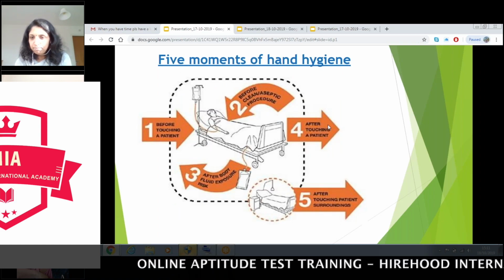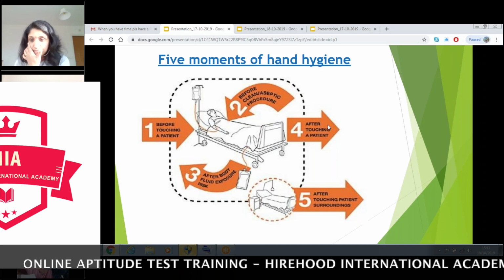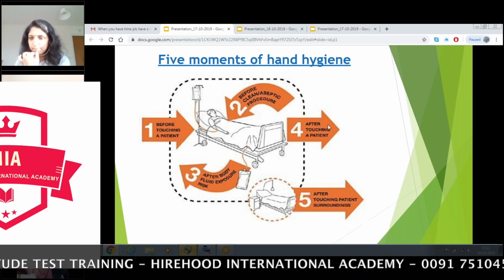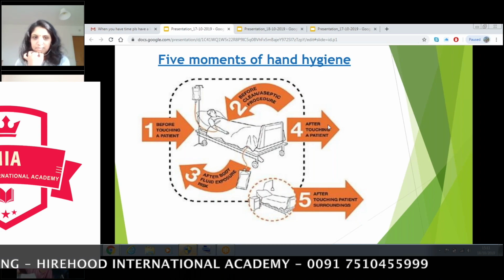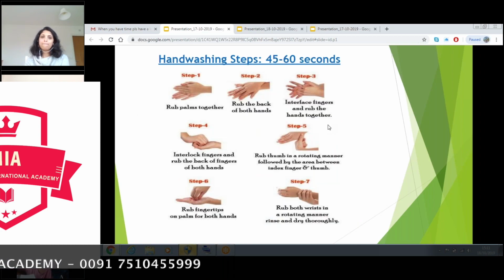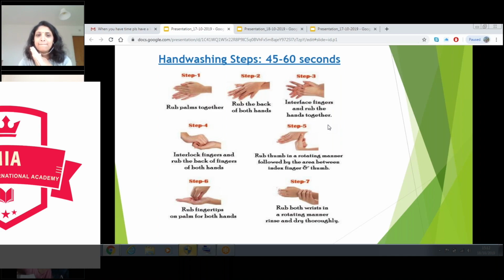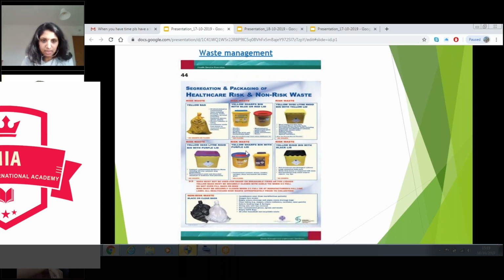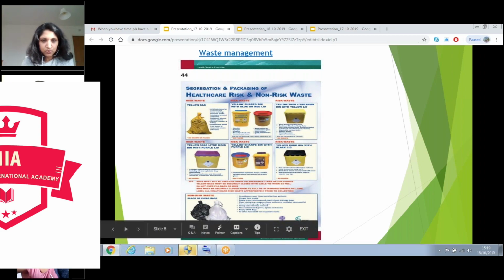Actually, it takes nearly 1 minute for the hand washing technique, and as per WHO, there are 7 steps to be followed. Firstly, we take the hand rub and rub the hands together, the palms together. Then we rub the back side of the hand. Purple lid, yellow rigid bin with black lid, and the non-risk based black or clear bags. Sometimes there will be white bags, sometimes there will be black bags provided.